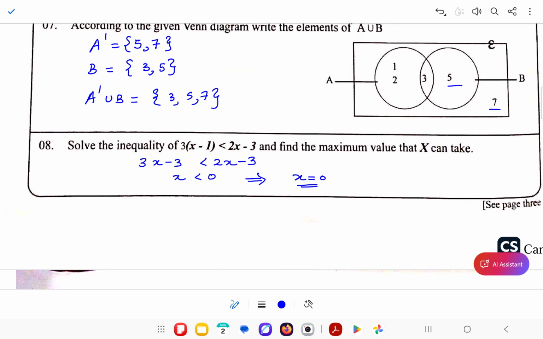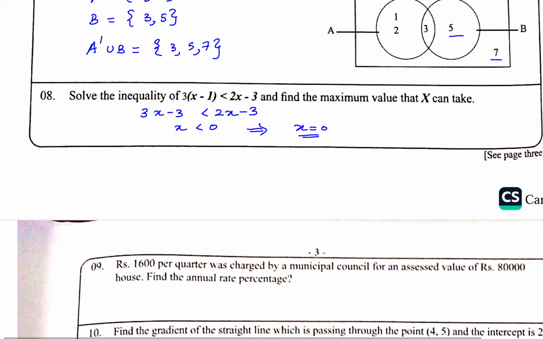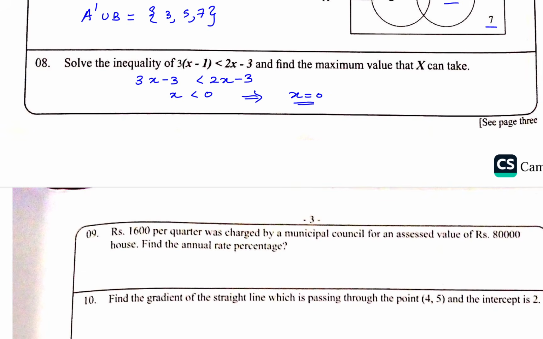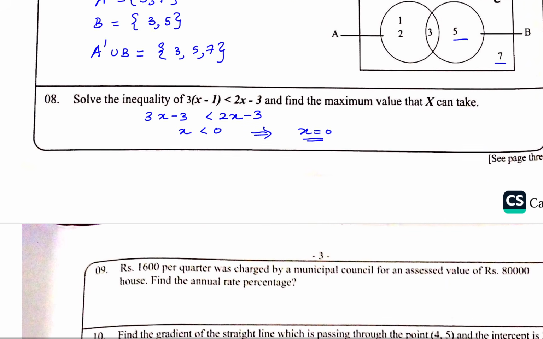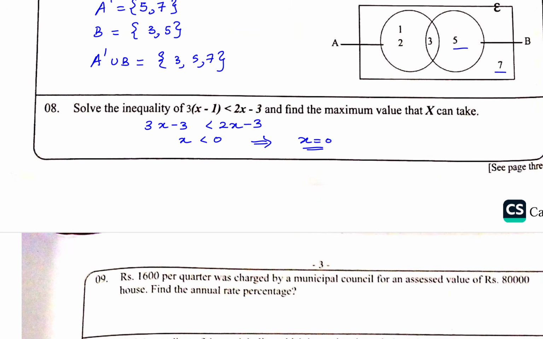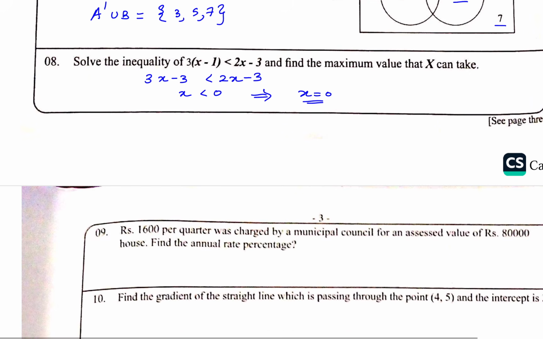So the maximum value that x can approach is 0. So we'll say x equals 0 is the maximum. Therefore it should be clear that this doesn't have a maximum, right? Why? X is less than 0. So it can approach 0 but never become 0, the way the inequality is set up.